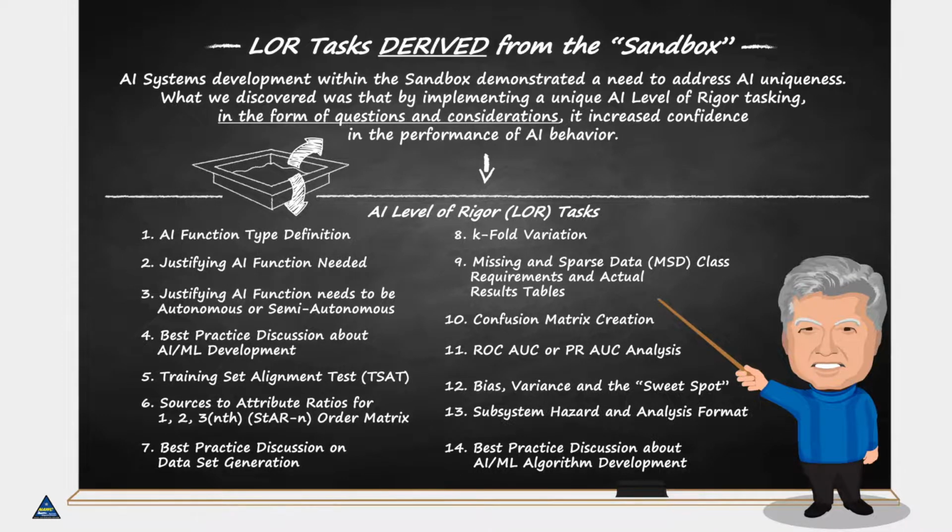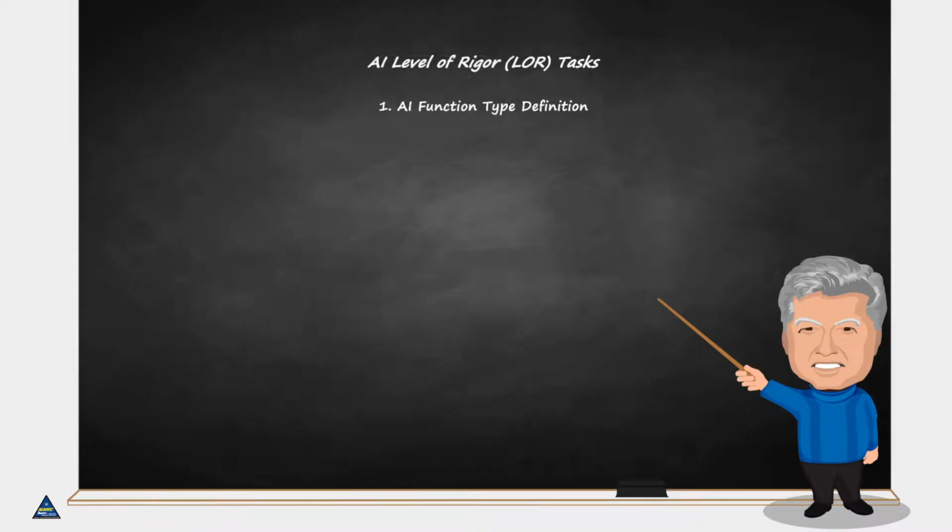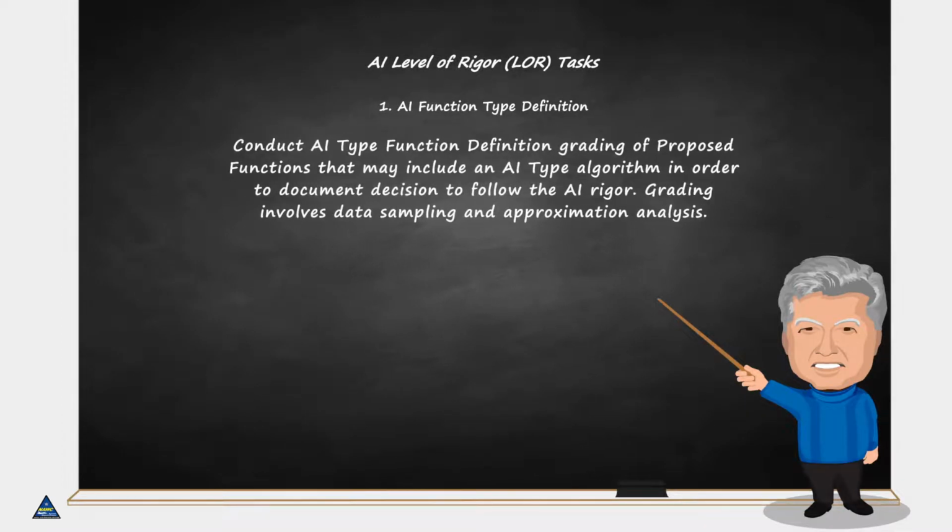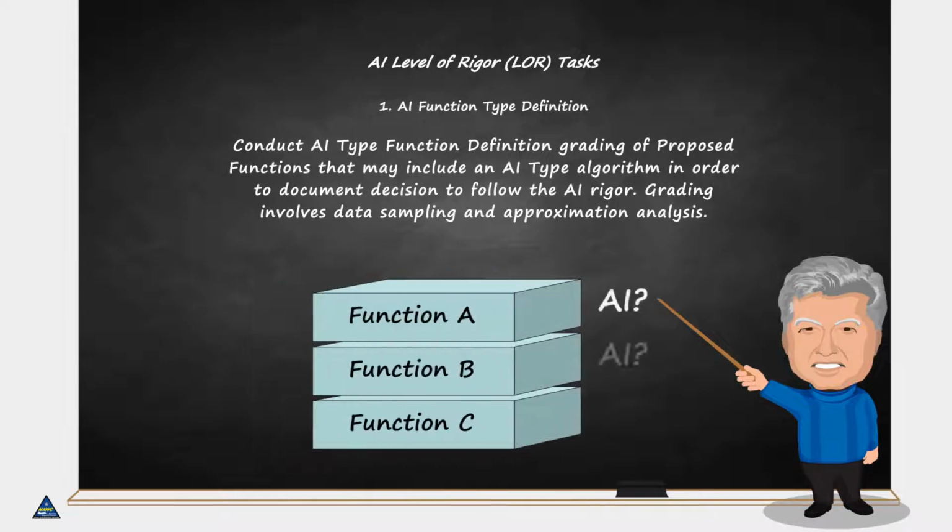We're going to get into each one. Our first level of rigor task is called AI function type definition. It specifically defines how to recognize an AI function. That's important because a data scientist might say, I'm developing this function and I call it Mabel. Well, is Mabel an AI type function that needs a special level of rigor, or does it just need to follow typical software development processes?